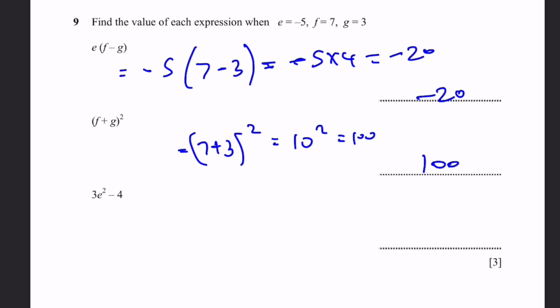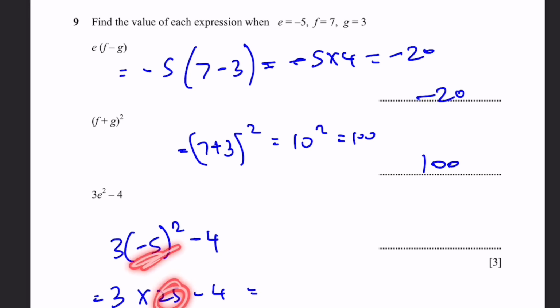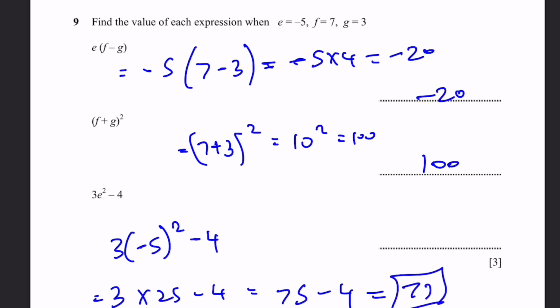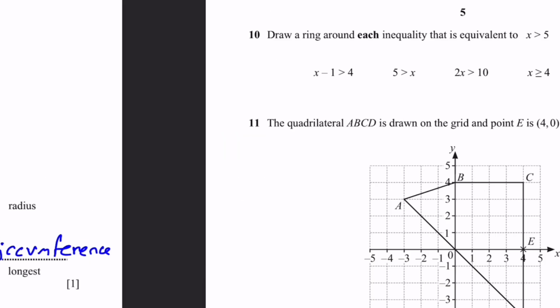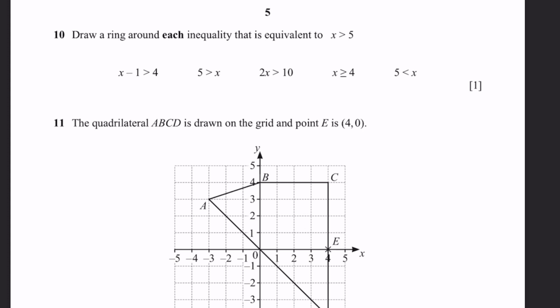3x squared minus 4, that's 3 into minus 5 squared minus 4, that's equal to 3 into 25 minus 4. Why 25? Because negative squared is always a positive number, so 75 minus 4 is equal to 71, and that's our answer. Question 10. Draw a ring around each inequality that's equivalent to x greater than 5.